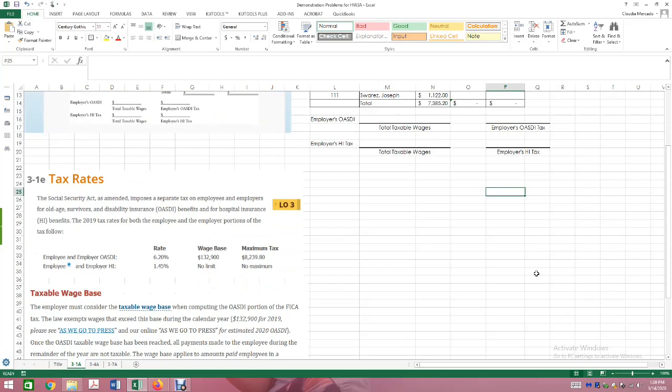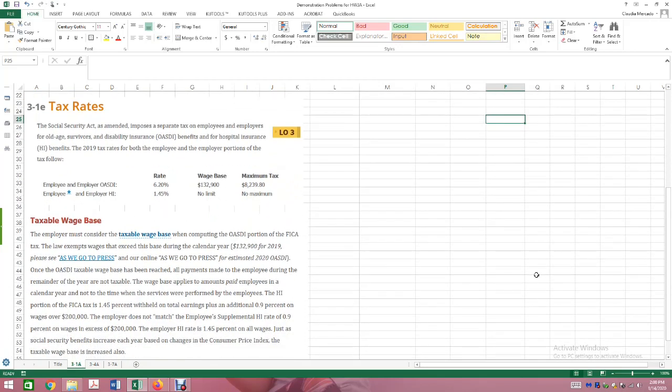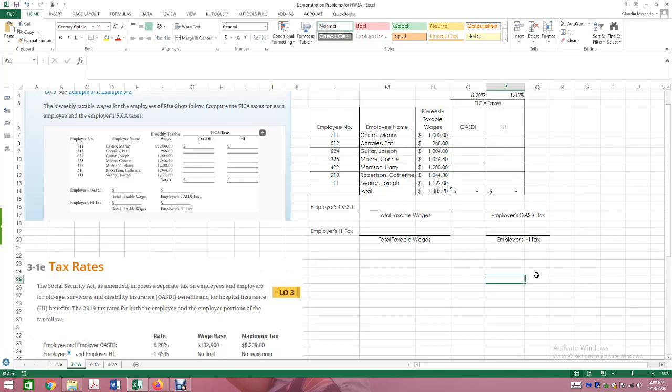So, before I dive into solving the actual problem, I'm going to highlight some of the information from the actual book. This is copied straight from your book that explains the different tax rates and how we calculate our taxable wages, okay? So, we have 2 taxes that deal with FICA, okay?